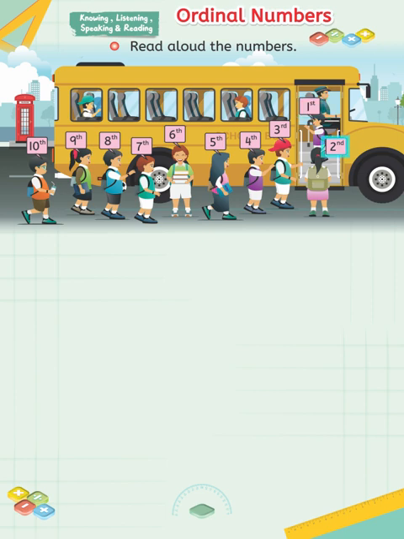First, second, third, fourth, fifth, sixth, seventh, eighth, ninth, 10th. Let me tell you that the numbers that show the order are called ordinal numbers.